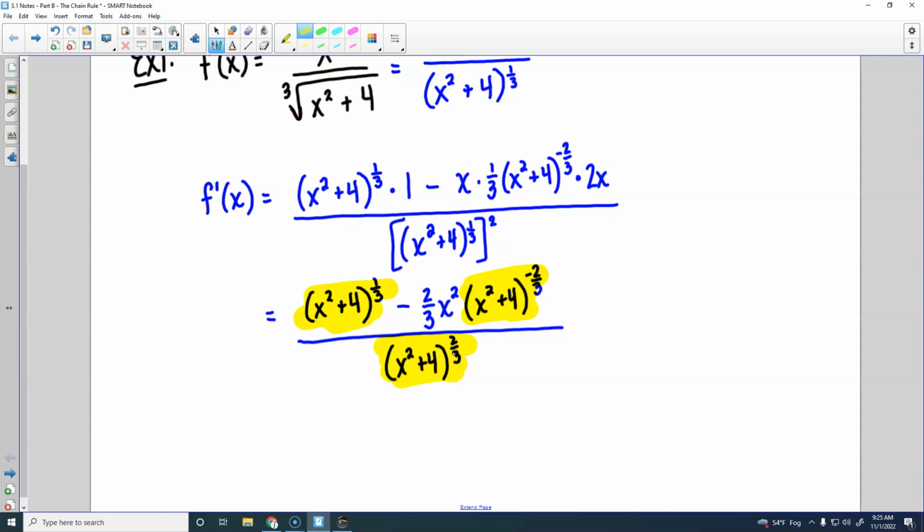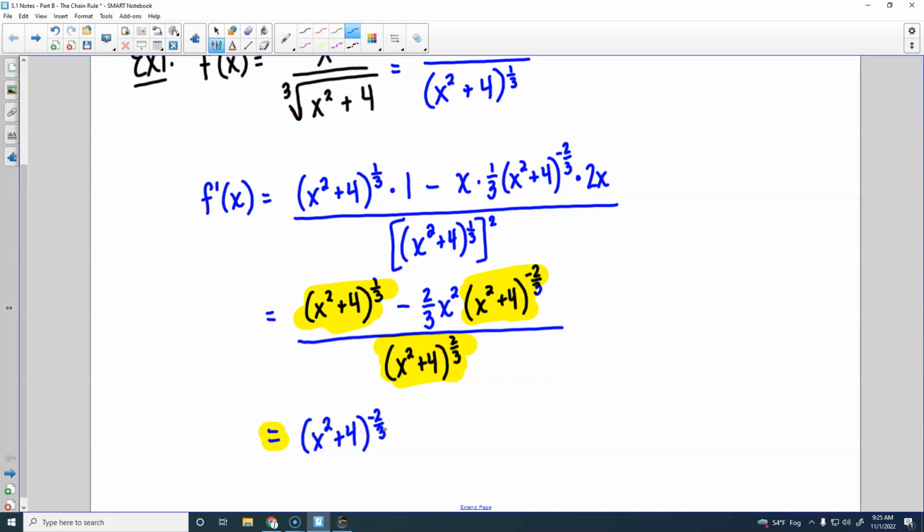We did this a little bit, but we had whole number exponents with product rule, right? So if we had like x squared plus 4 to the 5th and x squared plus 4 to the 4th, we would take out an x squared plus 4 to the 4th, right? You want to do the same thing here. You are factoring out the lowest exponent out of the numerator, okay? So the lowest exponent is going to be your negative exponent. So we will be factoring out an x squared plus 4 to the negative 2/3 power.